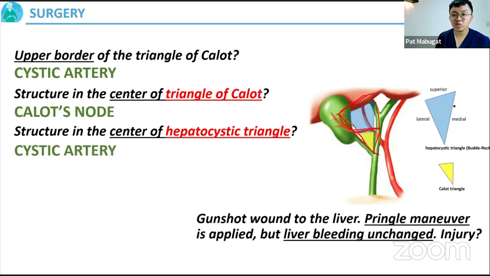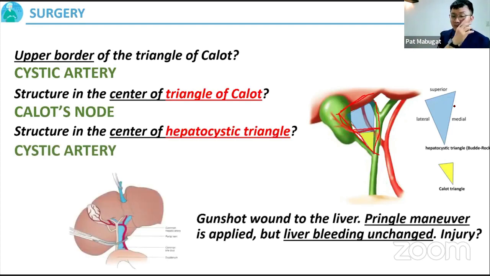Gunshot wound to the liver, Pringle maneuver applied, liver bleeding unchanged. What's the injury? So if there's a gunshot wound to the liver, we're going to think of an injury to the portal veins, hepatic veins, and the hepatic arteries. So we're going to stop the source of bleeding by stopping the vessels that feed the liver.